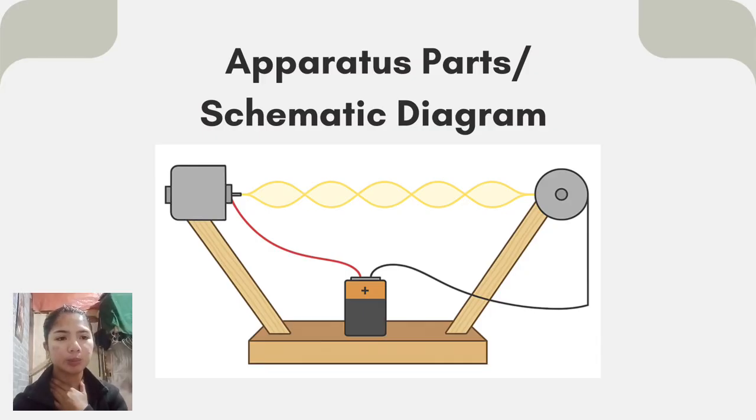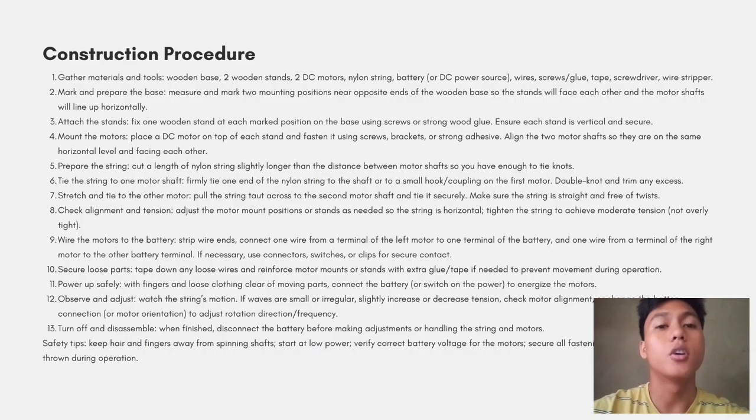And this is the apparatus parts or schematic diagram of our project. So there will be 13 construction procedures that we will be having in our project. Number one, gather materials and tools: wooden base, two wooden stands, two DC motors, nylon string, battery or DC power source, wires, screws or glue, tape, screwdriver, and wire stripper.